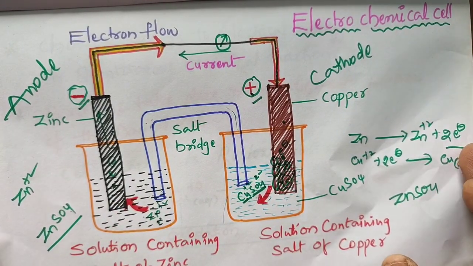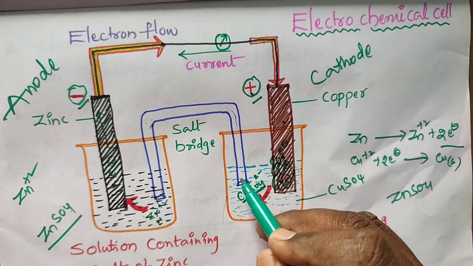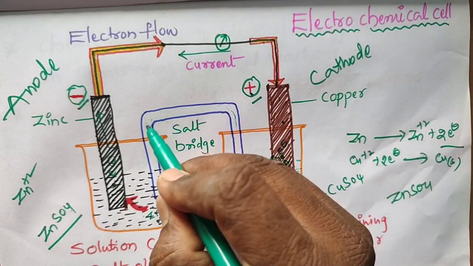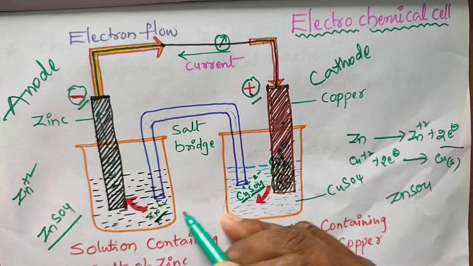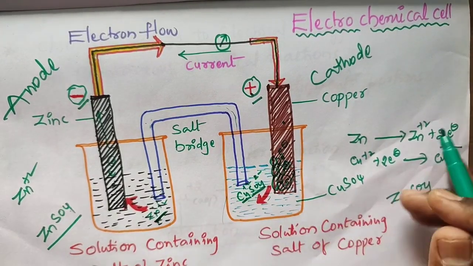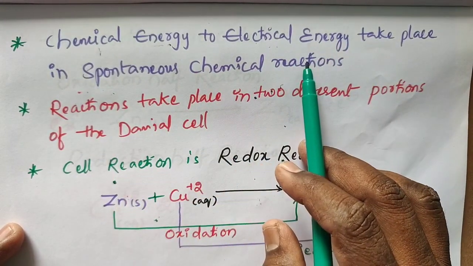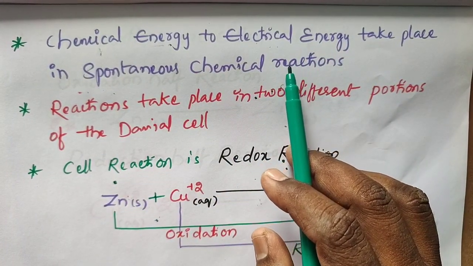We observe it from the equation point of view also. Ions flow by means of the salt bridge. So SO4 2 minus is going to flow from the salt bridge and the zinc ions are going to be stabilized by it. So chemical energy to electrical energy conversion takes place through a spontaneous chemical reaction in these electrochemical cells.